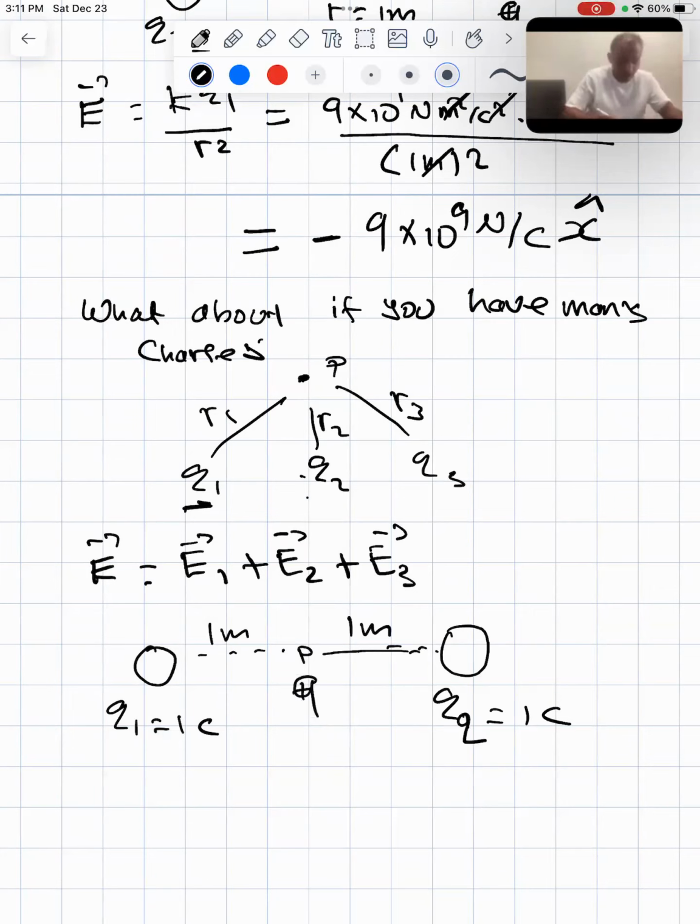Now, Q1 doesn't like your test charge because Q1 is positive. It's going to push it towards the right. So my positive test charge goes to the right because Q1 pushes it towards the right. Then the electric field from Q1 is towards the right. Q2 is positive, so it's going to push your positive test charge towards the left.